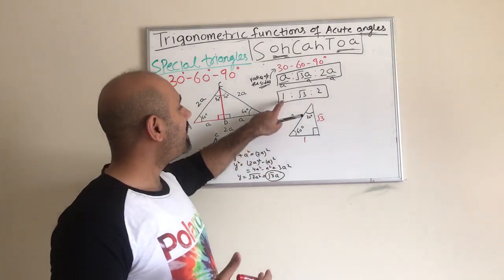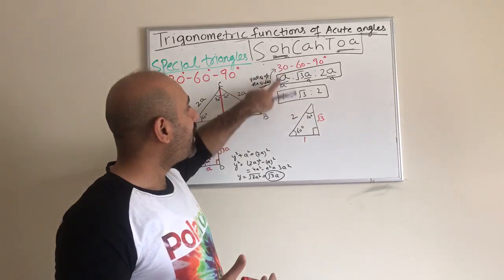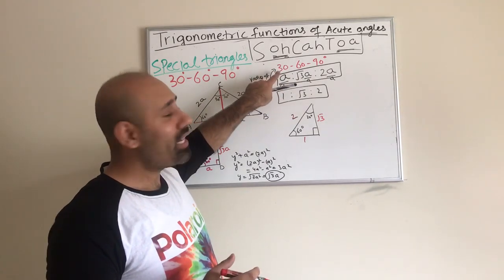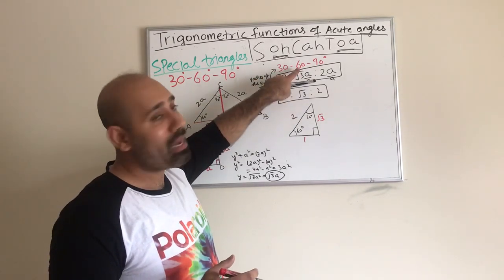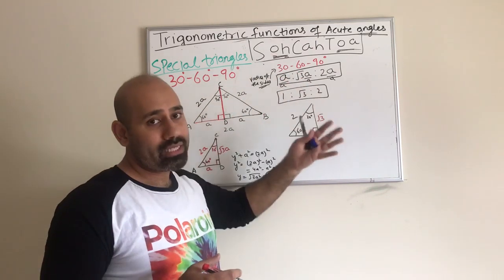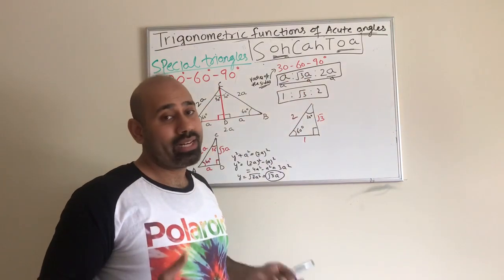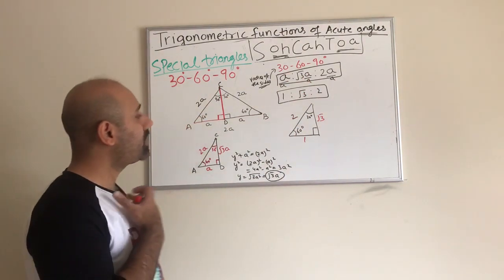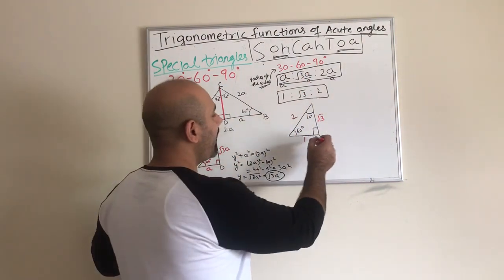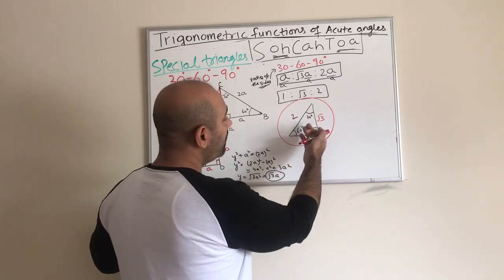Keep in mind, 1 is the smallest, so it is going to be opposite to that 30-degree angle. Radical 3 is going to be opposite to 60, and the longest side of the right triangle, which is the hypotenuse, 2 in this case, is going to be opposite to that 90-degree angle. So guys, once we have this set up, how are we able to get this set up?